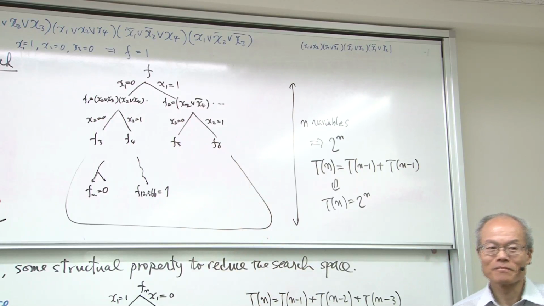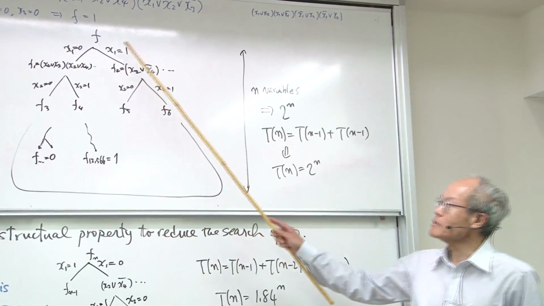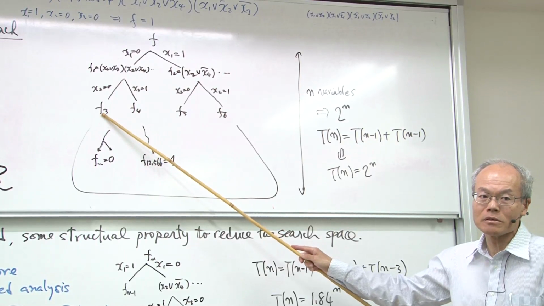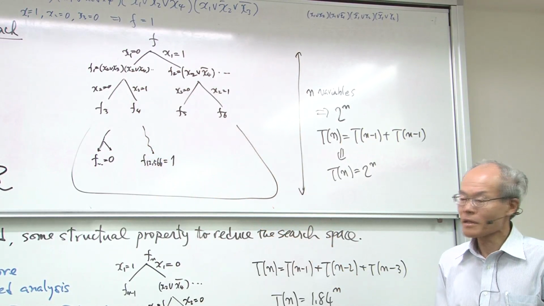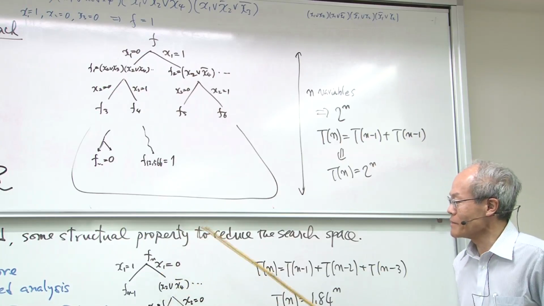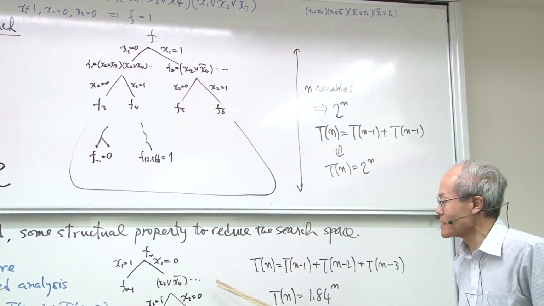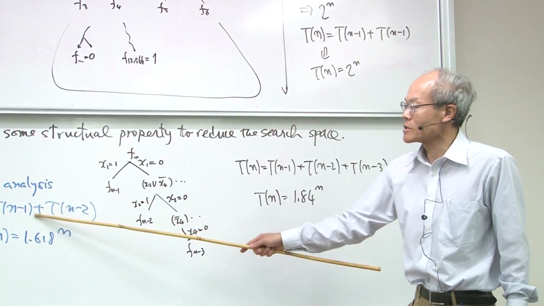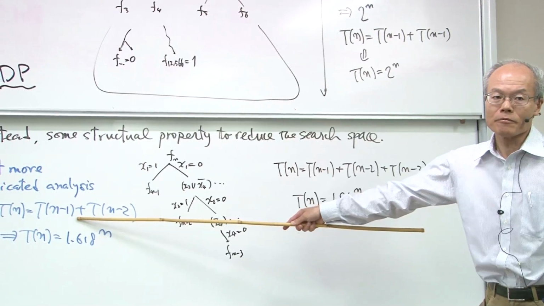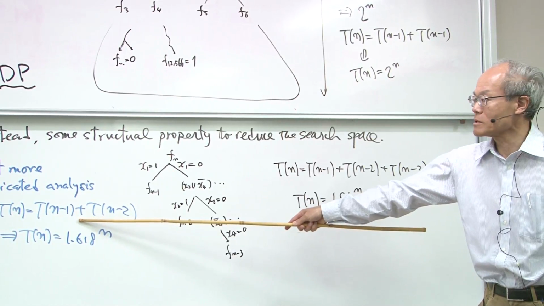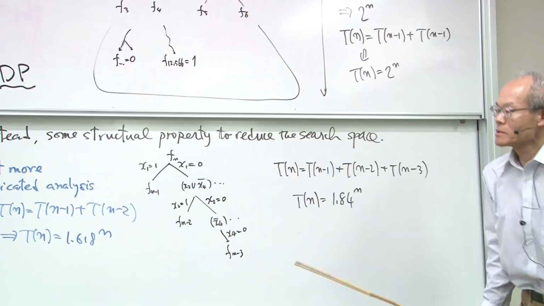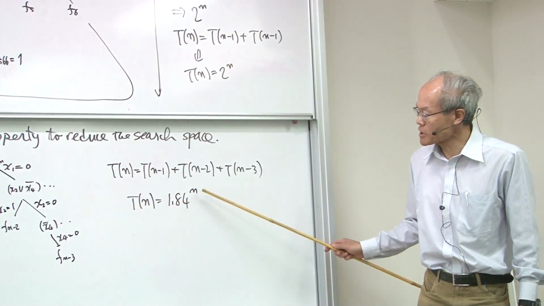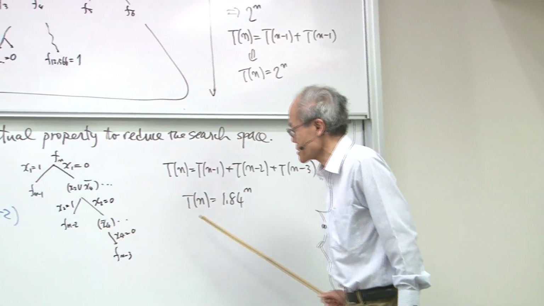This is a property you can prove. Not very difficult. Here you have a clause size 2. Here you have a clause size 2, and here you have a clause of size 2, and so on and so forth. Then, of course, by doing the same argument, you can get this recursion formula. And so the answer to this formula is 1.618 to the n. That is again much better than this.